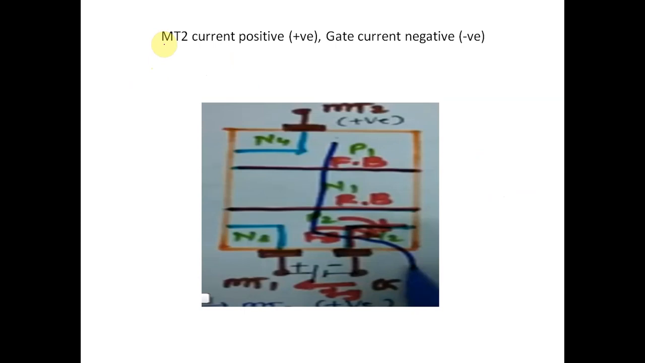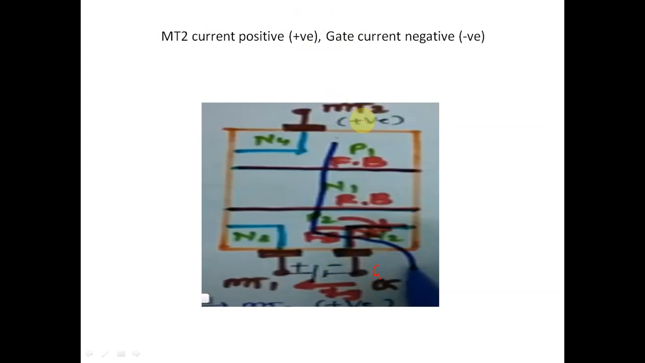Now in second mode, MT2 current is positive and gate current is negative. So this is the MT2 current, this current is positive and gate current is negative. Here we apply gate current, this is the gate terminal, and to this gate terminal we apply negative voltage.